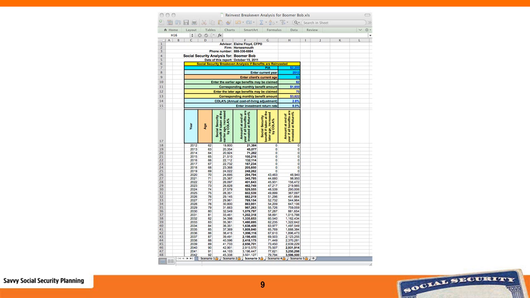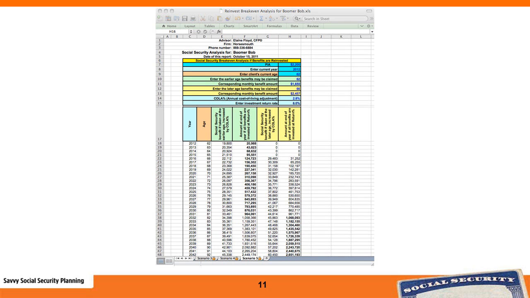And again, we're not working with precise numbers because we have no way of knowing what COLAs will be in the future. For scenario 4, we go back to the 4% return but change the ages to 62 versus 66, and here the break-even age is 79. And for scenario 5, we'll keep the ages at 62 and 66, but change the rate of return to 6%, and the break-even age is 82.